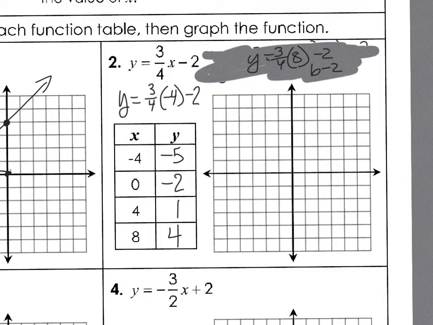All right, so we have 4 little ordered pairs here, so we're going to plot these 4 points. So we have -4, go to the left 4 and down 5. So we're going to make a point right there. 0, -2 here. And then 4, go to the right 4 and up 1. Remember, always start at your origin. And then 8, 4. Okay, well, this only goes to 6, 7, 8, and up 4 would probably be about right here. But we've got plenty to draw a line.